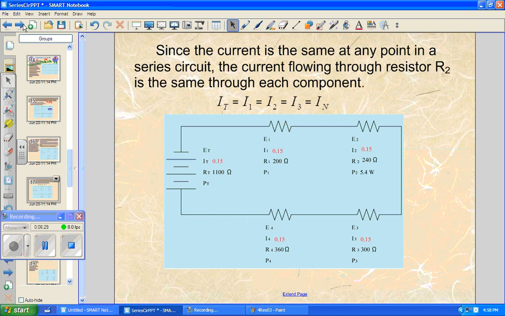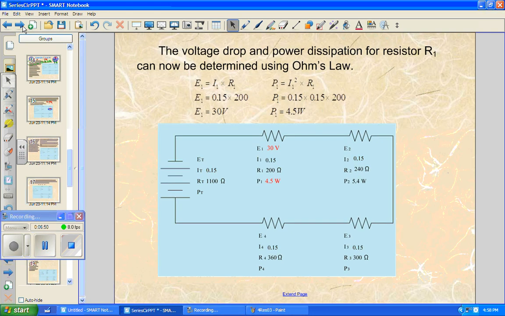So now that we have that plugged in, we have at least two things in every column: totals, current, resistor 1, resistor 2, resistor 3, and resistor 4. So now we can start finding things, and we know the current is constant. So now let's find E1.